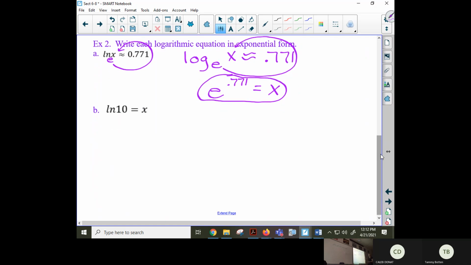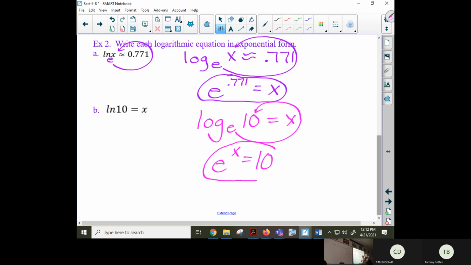Okay. All right, so this next one, I'm going to write natural log as log base e of 10 equals x. And then I'm going to do my loop, and I would get e to the x equals 10. Okay.